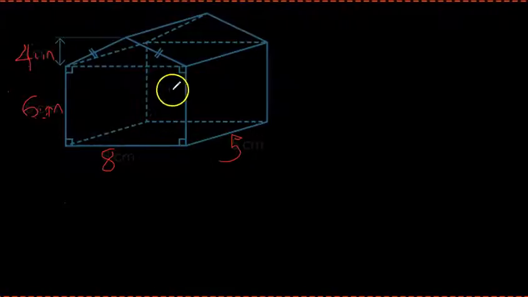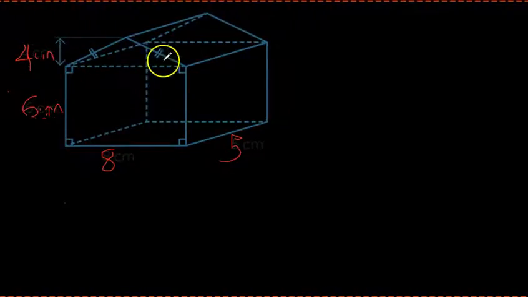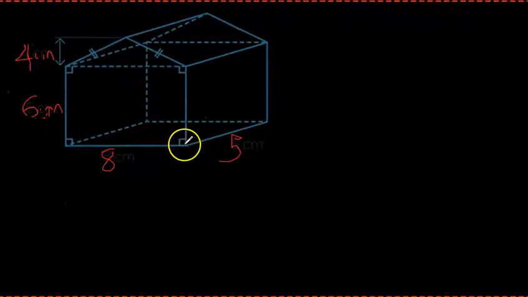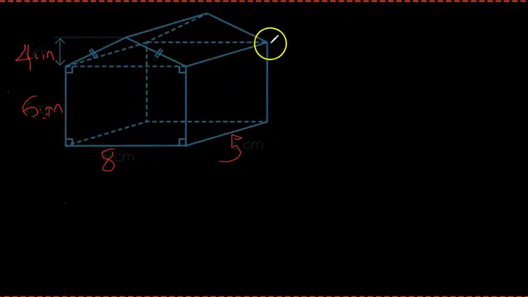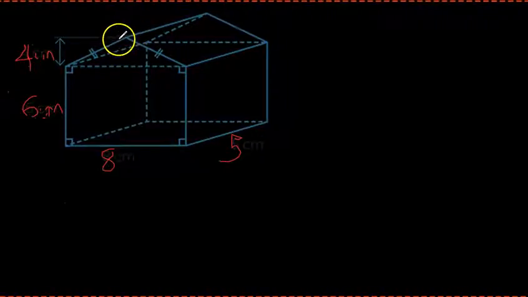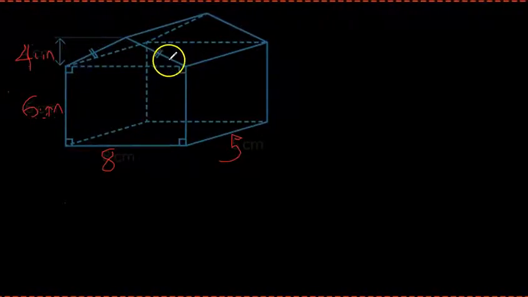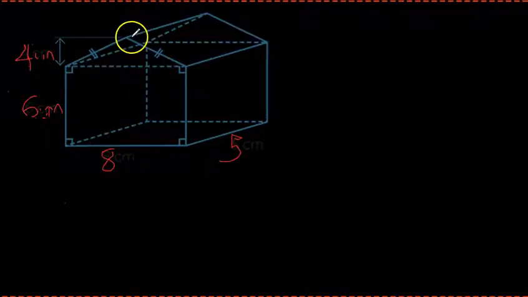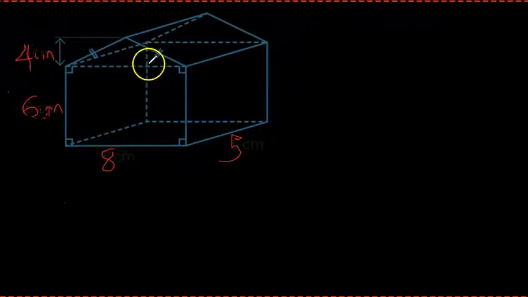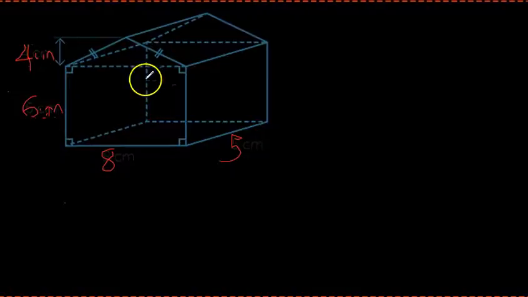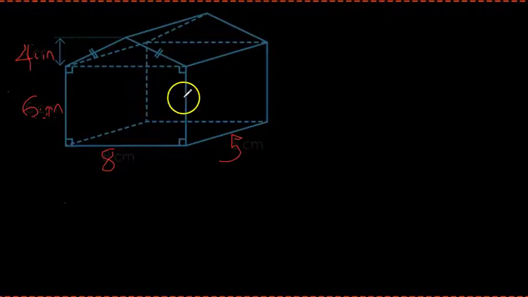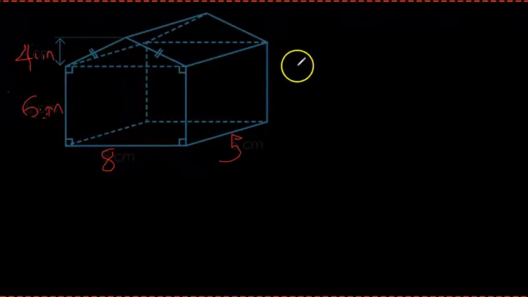First of all, identify the type of solids that make up the composite solid. If we look here, the bottom part is a rectangular prism. How about the top? Of course, we can see a triangle here. That tells us that it is a triangular prism. So we're going to find the volume of each of these prisms and then add them together to find the volume of the composite solid.